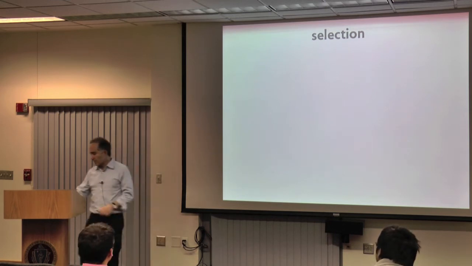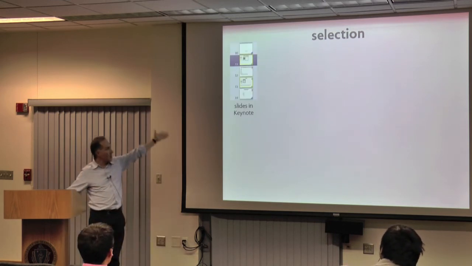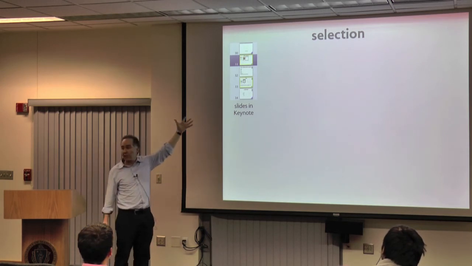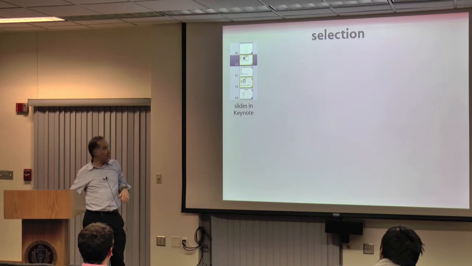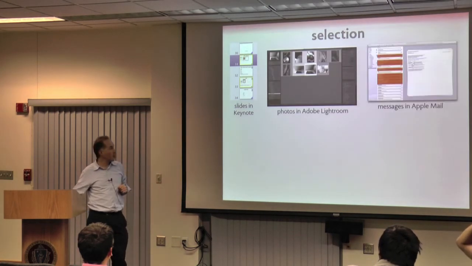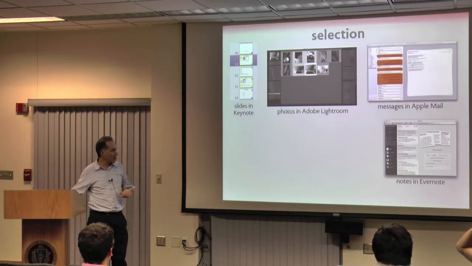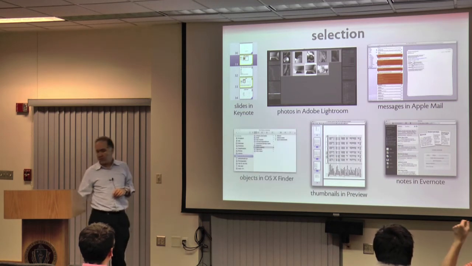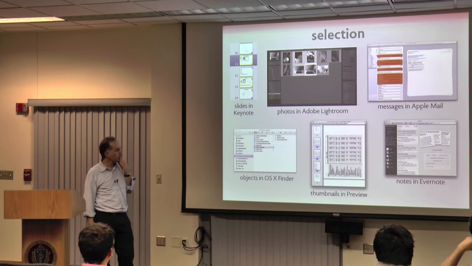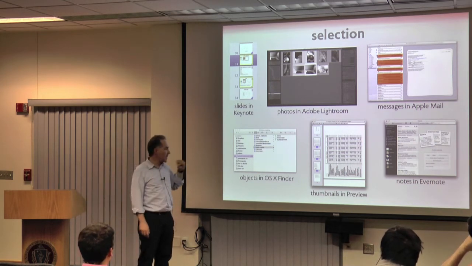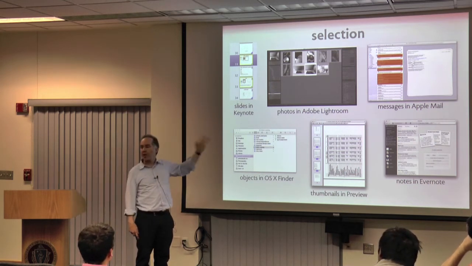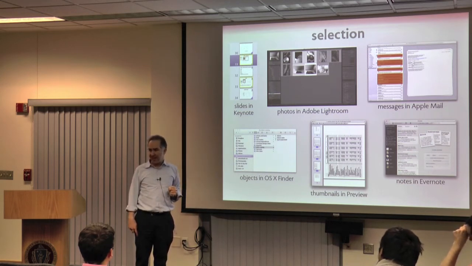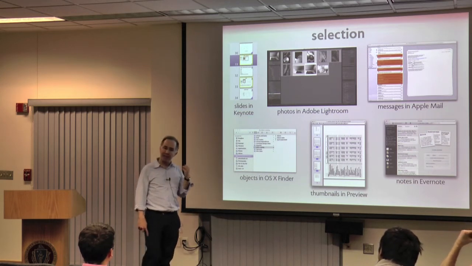One of them is the concept of selection. That arises, for example, in this slide preparation tool, where I can select multiple slides. In Lightroom, you can select multiple photos. In Apple Mail, I can select messages, and so on, right? So this is something we're completely familiar with. But what interests me is that this concept of selection, like many concepts, is actually surprisingly intricate, and it's a very beautifully and carefully designed concept.